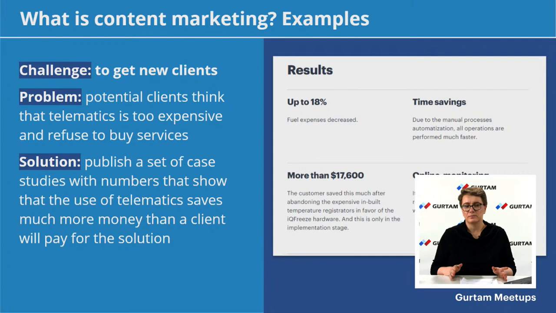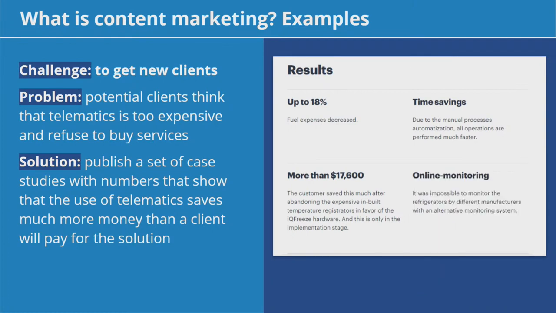So here's the challenge. I think it's familiar for many businesses. You need to get some new clients, right? And you have an issue with them. They think that telematics is too expensive, that they can't afford it, and they refuse to buy from you. Well, what to do here? How can we help this situation with content marketing?